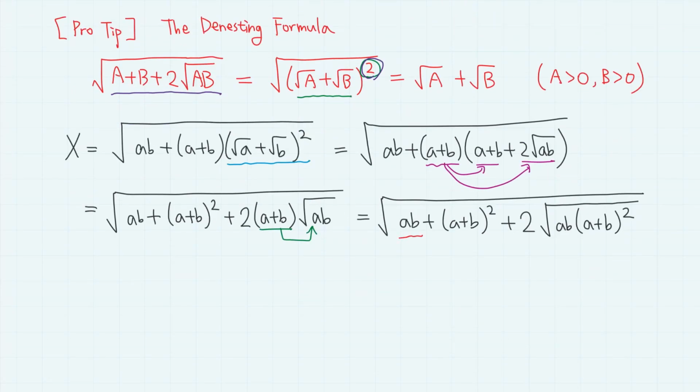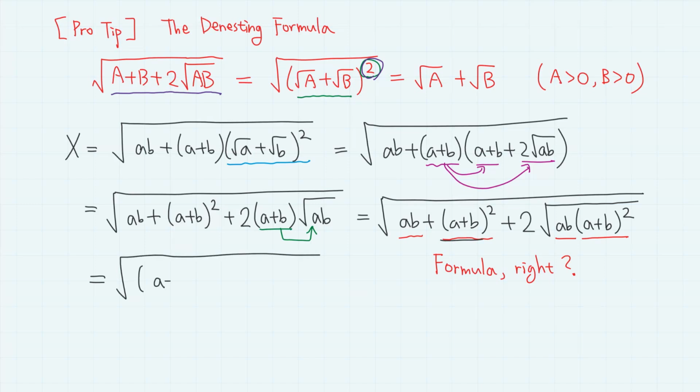So here we have the sum of ab and (a plus b) squared, and here inside the inner radical we have the product of ab and (a plus b) squared. And this is exactly the form we saw in the formula, right? That is, the inner part can be expressed as the square root of this, so just a plus b, plus the square root of this, so square root of ab, squared. So it is just equal to a plus b plus square root of ab.